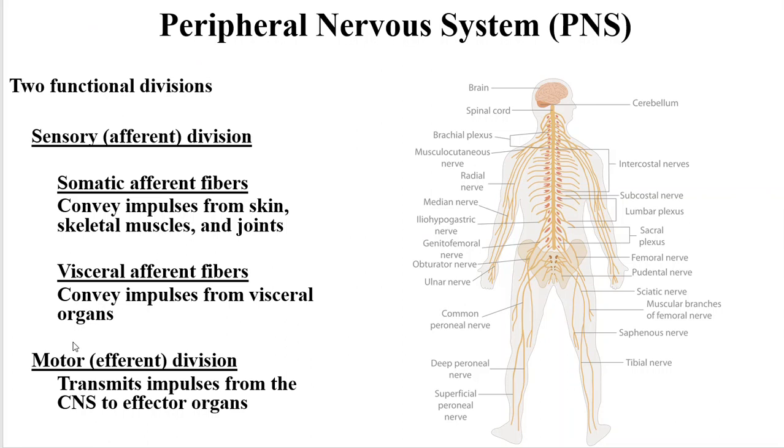Now, as far as the peripheral division, it too is divided into two major parts. One is our sensory, and it's also called afferent, and we have a motor or an efferent division. So the motor division is pretty easy. It sends or relays the decision made by the central nervous system to whatever effector organ is being called upon.